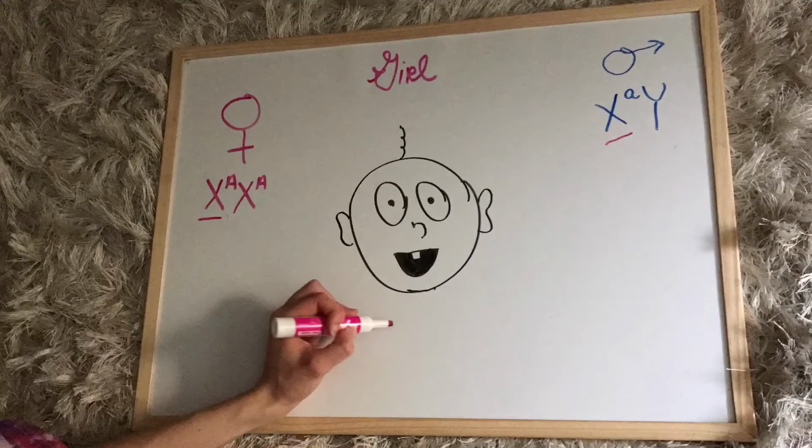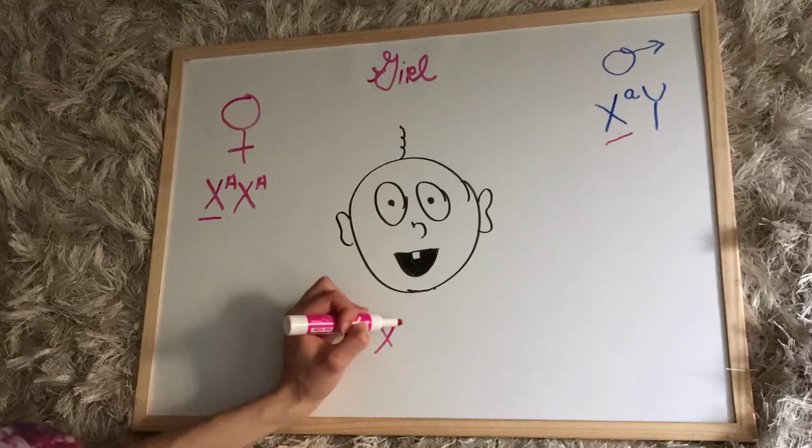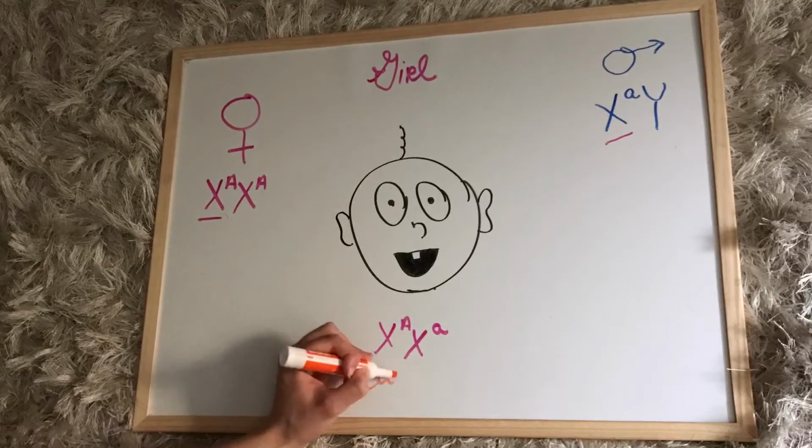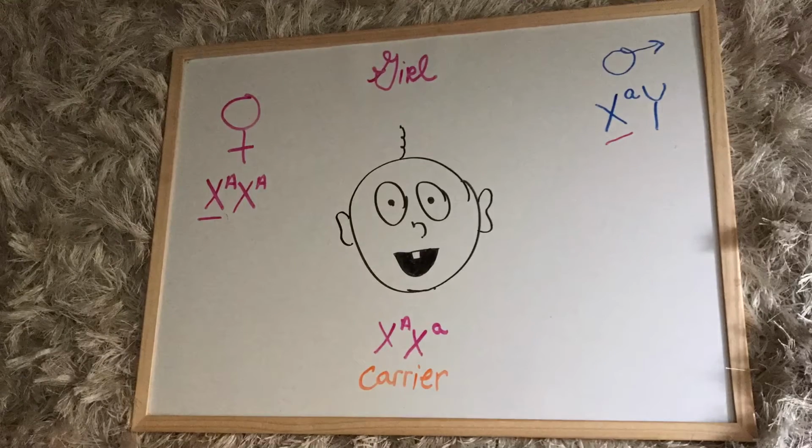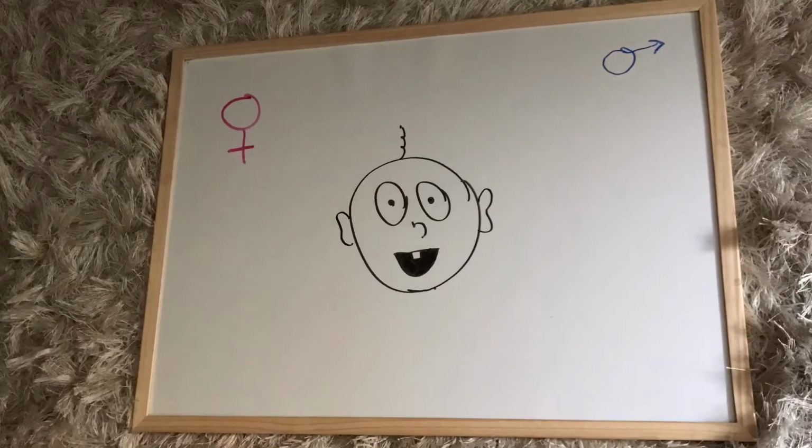Well, she would still receive 1 healthy X from mom, but 1 non-healthy X from dad, making her what we call a carrier. Since this is an X-linked disease, both of her X's need to be affected in order for her to showcase signs of the disease. While carriers may not express the disease, they can definitely pass it on to the next generation.